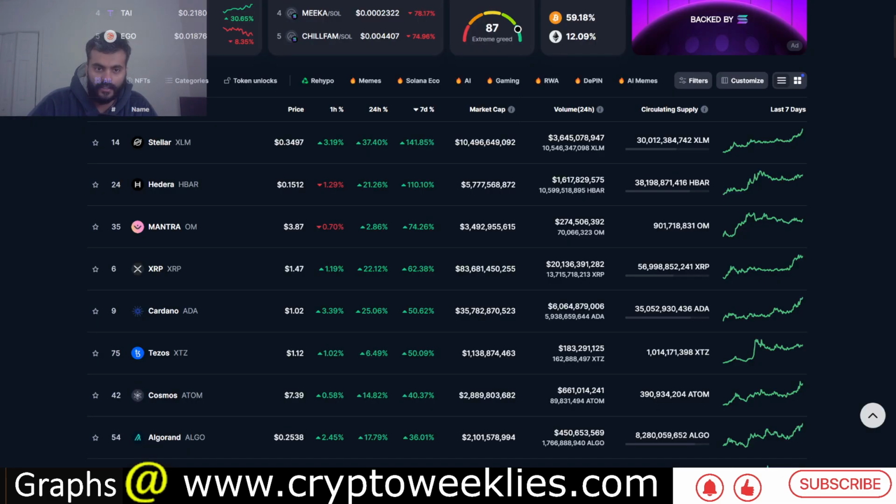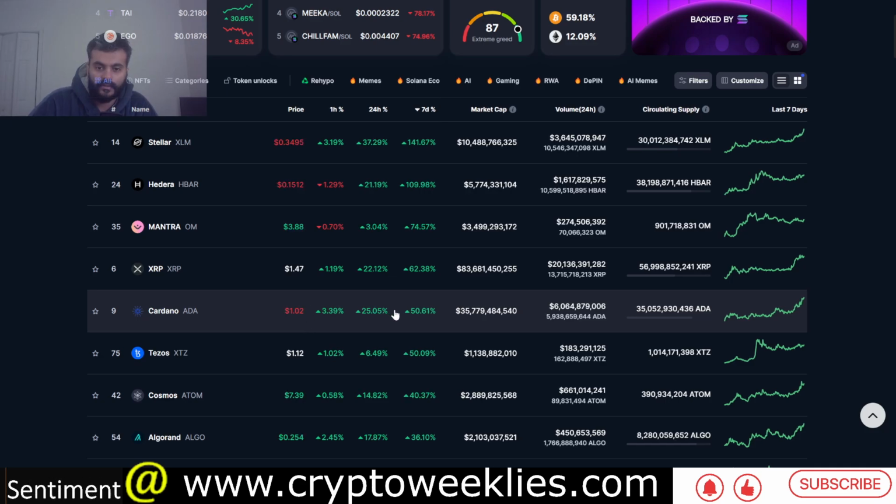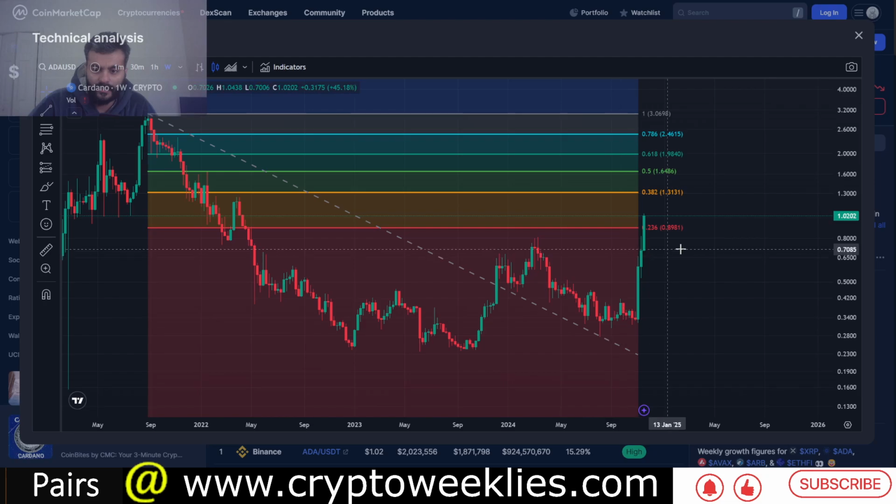The recent news related to Cardano and its token ADA: it rallied about 50% over the last 7 days. Price action is finally above $1 over the last 24 hours, a gain of about 25%, and the recent rally has put the price action above the 0.23 fib level. The next level to watch is the 0.38 at around $1.31 and the 0.5 fib level at around $1.64.